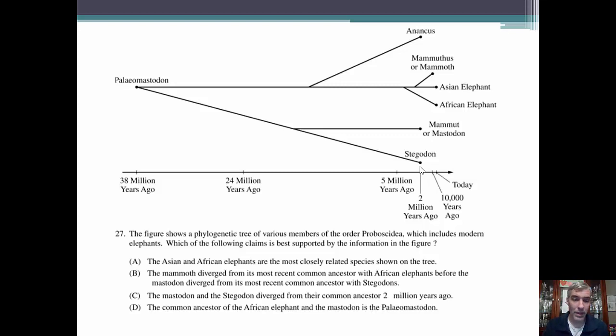All right. The figure shows a phylogenetic tree of various members of the order Proboscidae, which are like old elephants, right? Which include modern elephants. Which of the following claims is best supported by the information in the figure? So now you have to check each one.